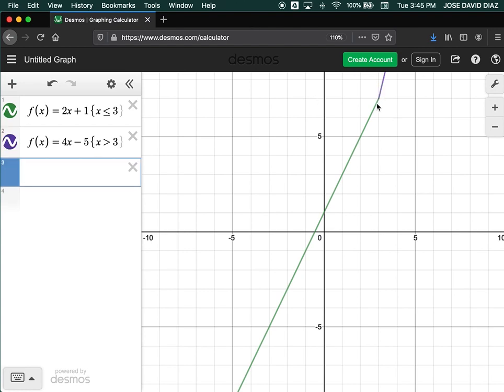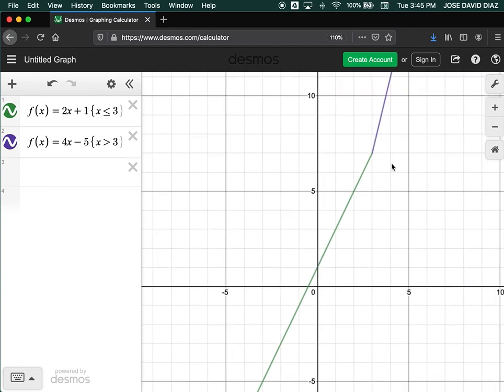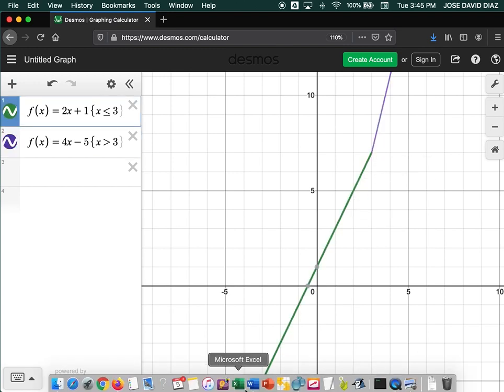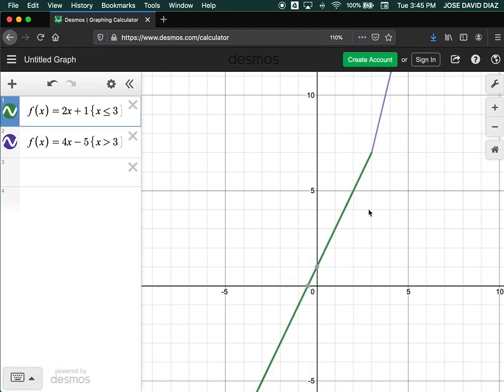And this is the graph. Let me bring it down. So on the left, it's approaching 7. And from the right, it's approaching 7 as well. So if you are able to see it graphically, you are able to see that it approaches 7 from both sides.